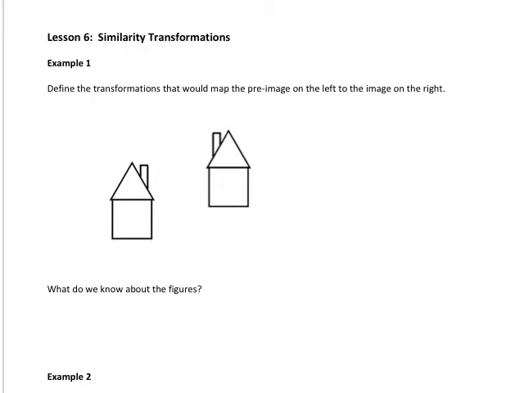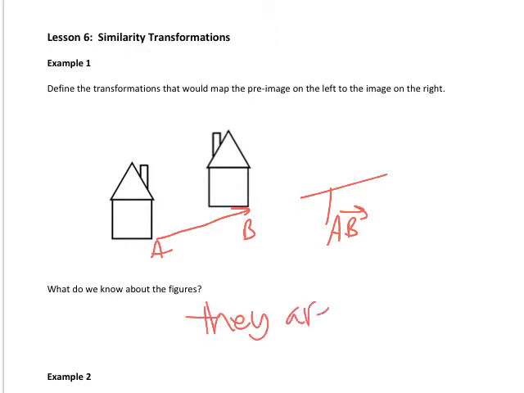So what I could do to map one to the other is basically a translation. If I call this A and B, it would be a translation of vector AB. What do we know about the figures? Well, since I only used a rigid motion to map one to the other, that means they are congruent. We know that. That's kind of review for us.